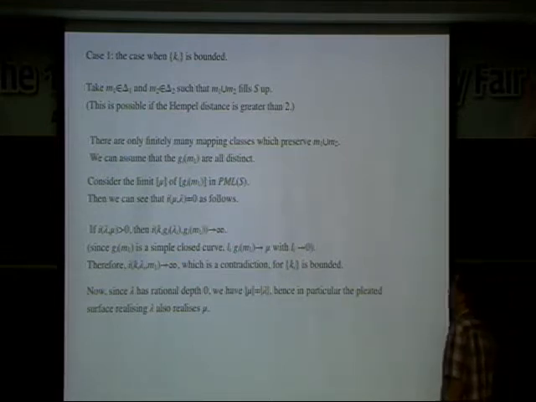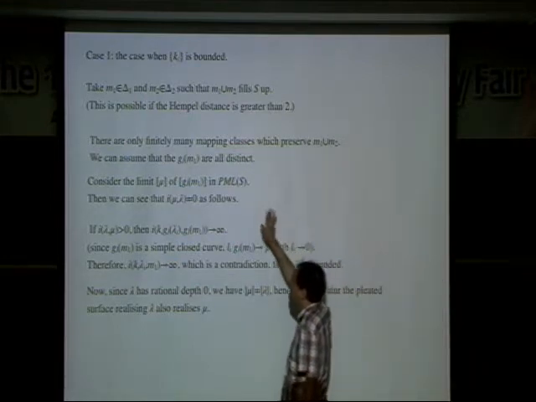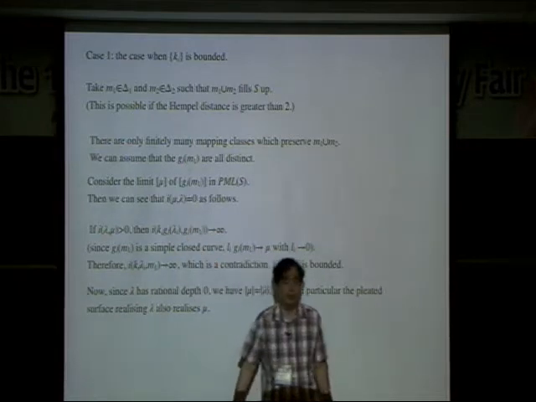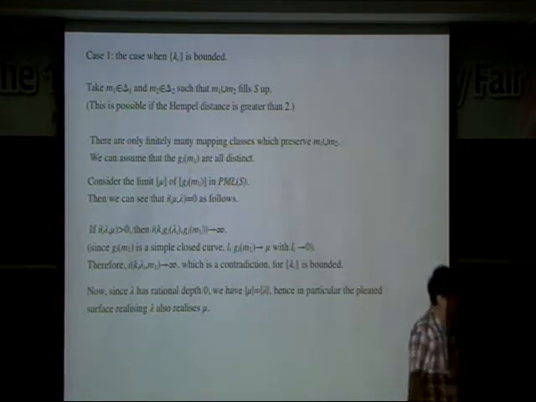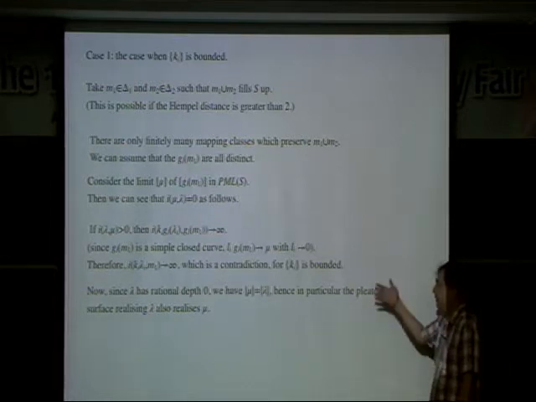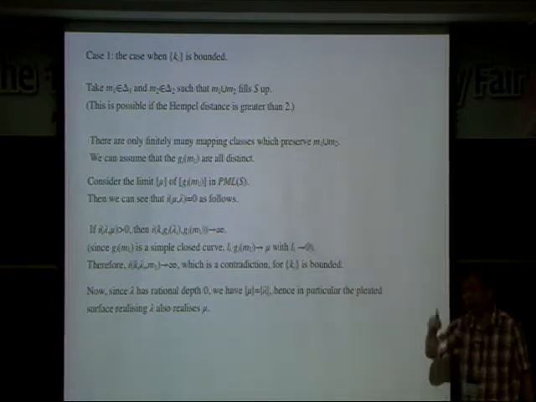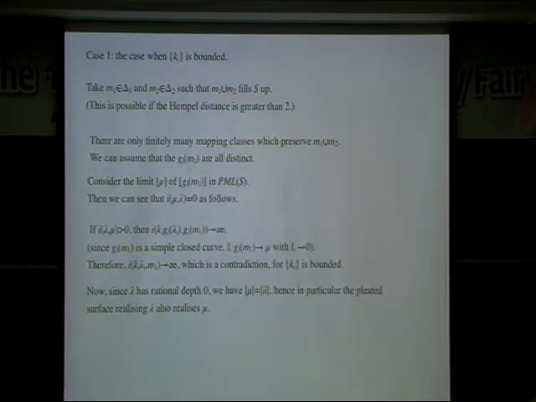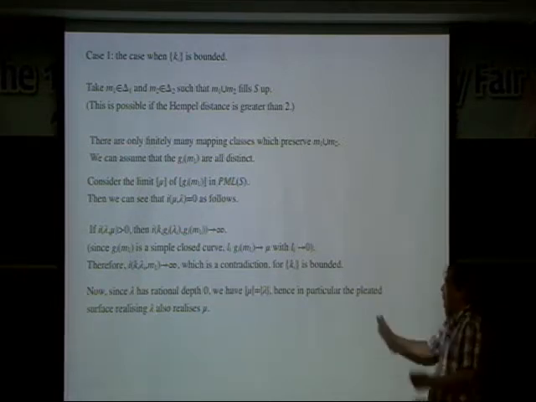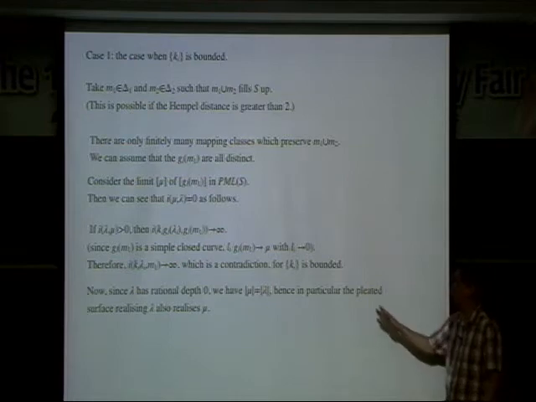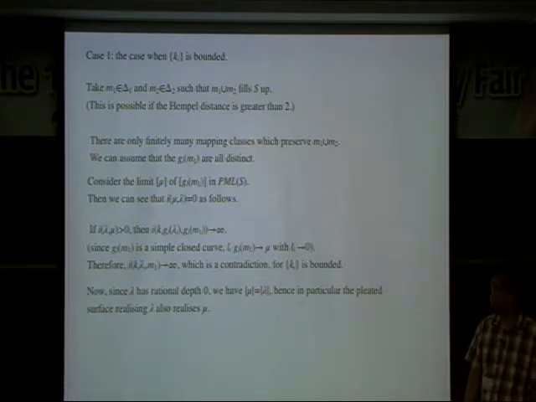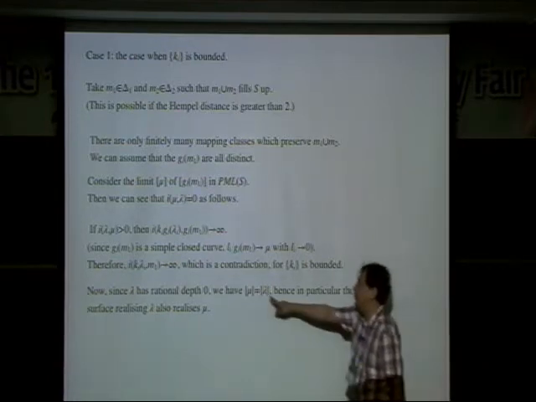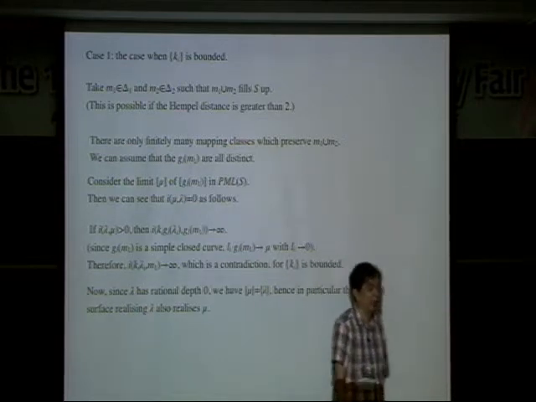So in this case, the only possibility is that mu and lambda have null intersection number. That is because we are considering lambda, which has rational depth 0. That means every complementary region is an ideal triangle. If the intersection number is 0, that means the supports coincide. So the support of mu and the support of lambda should coincide.